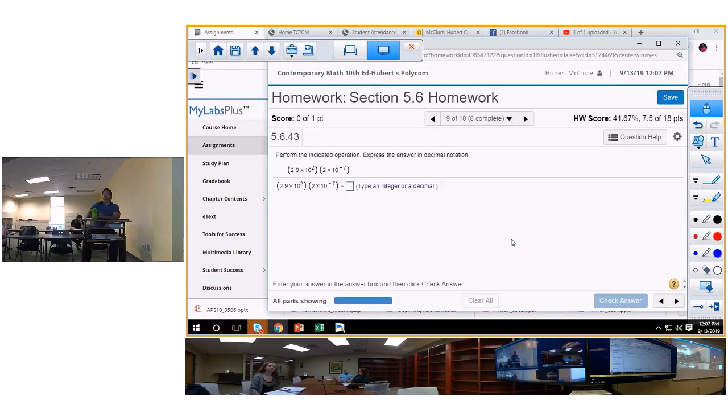Like I say, there we go. Now we're getting into the ones that cause problems. So let's do this one. I'm going to do a couple of these, and then we'll try to do a word problem.